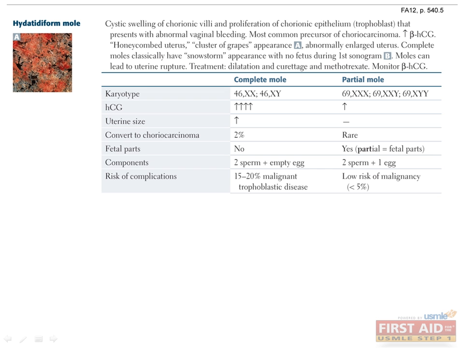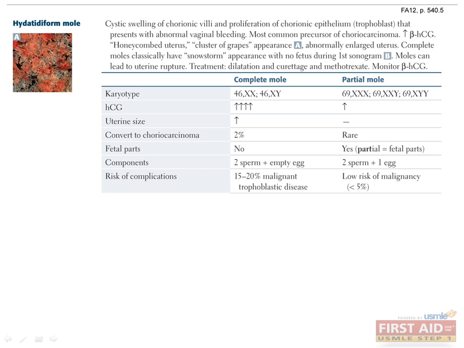Moving a little further, the next thing to think about when getting a question on moles is whether the mole is complete or partial. So what does that mean? A complete mole occurs when a 23-chromosome sperm joins an empty egg. As the egg has no chromosomes, the 23 chromosomes in the sperm duplicate, resulting in a zygote that is 2 times 23. While the slide says the 2 sperm form a complete mole, keep in mind that it's originally 1 sperm that unites with the egg that later divides, giving you 46 total chromosomes.